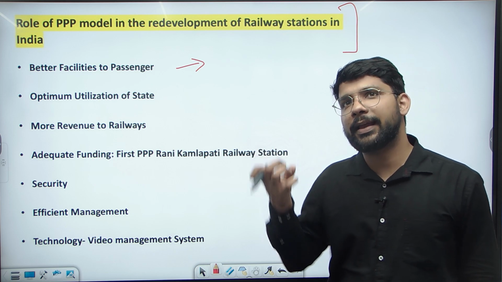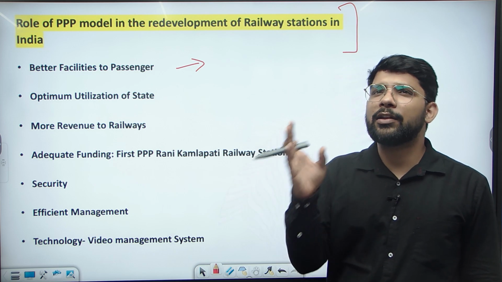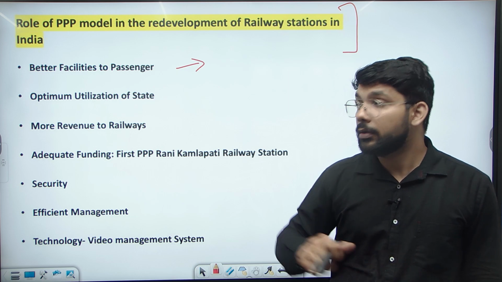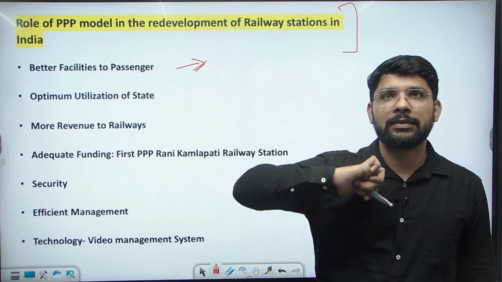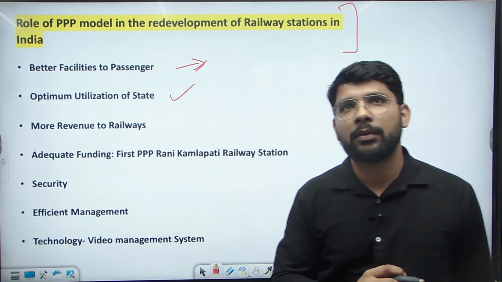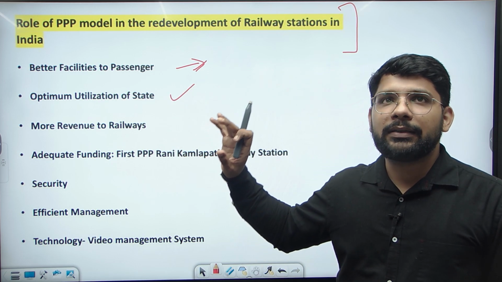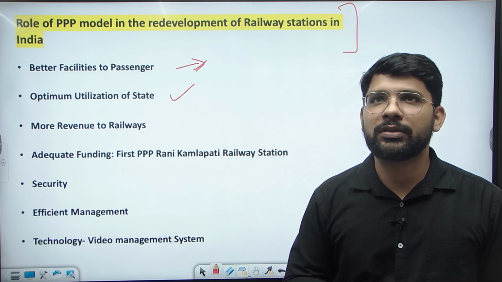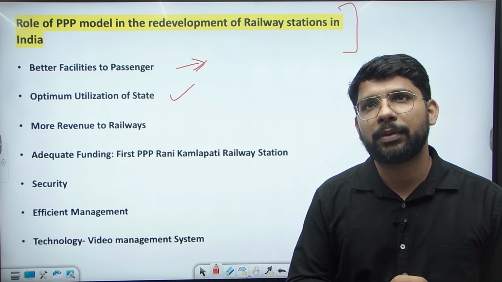Like the experience at airports in India, the government wants to create a similar kind of experience at railway stations as well. So, better facility for passengers. The second point is the optimum utilization of the stations. Under this project, the government will make optimum utilization of its resources and services under the PPP projects.